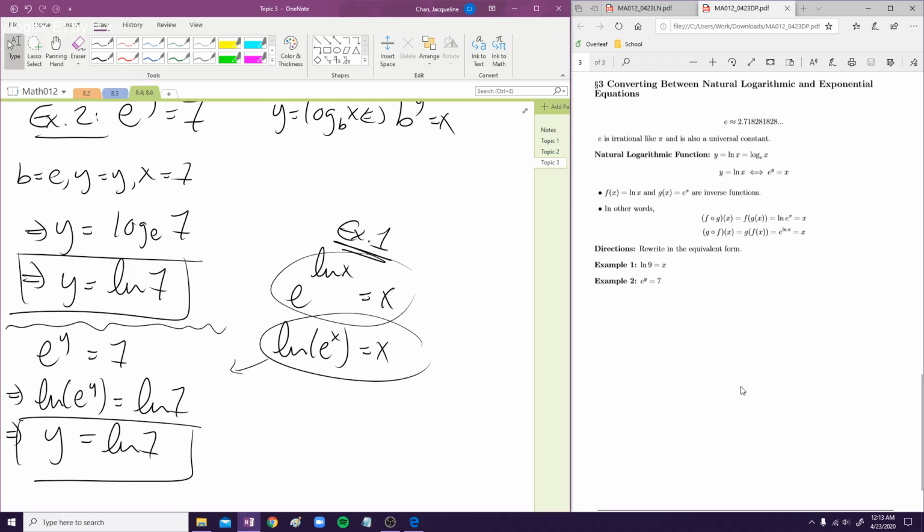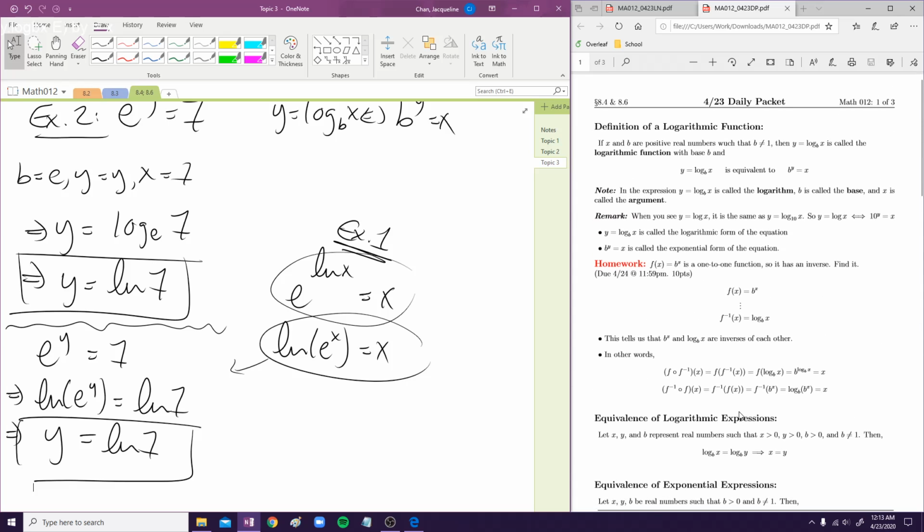So this is logarithms, just an introduction to them, and we'll talk about its properties tomorrow.